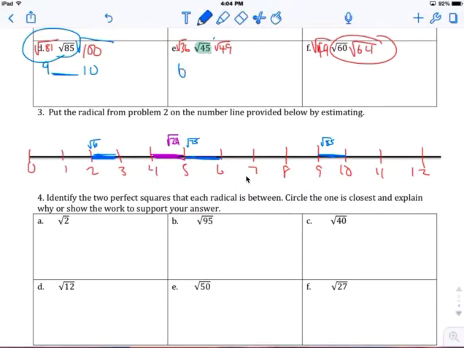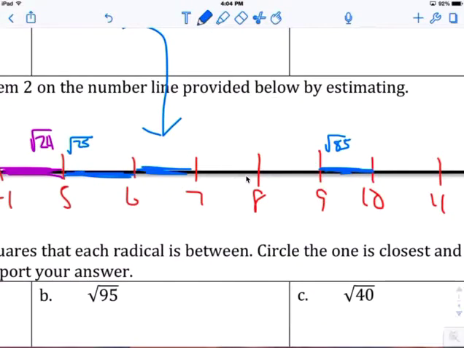Square root of 45 is between 6 and 7. Square root of 49 is 7. Square root of 36 is 6. So it's between 6 and 7. So you go down to here. Look between 6 and 7. And it's closer to 7. So close to 7, you put square root of 45.